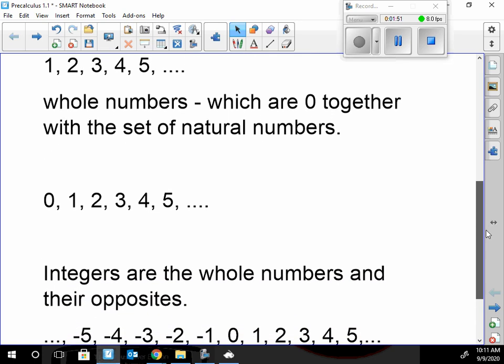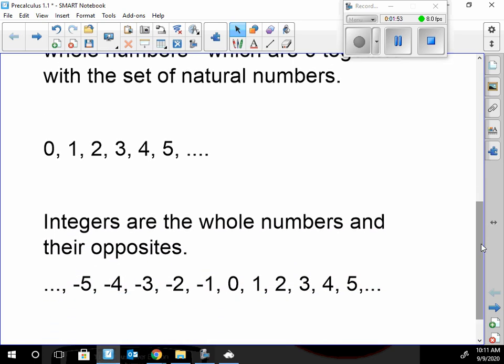Integers are the whole numbers and their opposites. So I'm taking my whole numbers, which was 0 going on forever, and now combining them with their opposites, or the negative versions. So -1, -2, -3, -4, -5, going on forever in this direction. So it's the whole numbers with all the negatives that go with them added on.